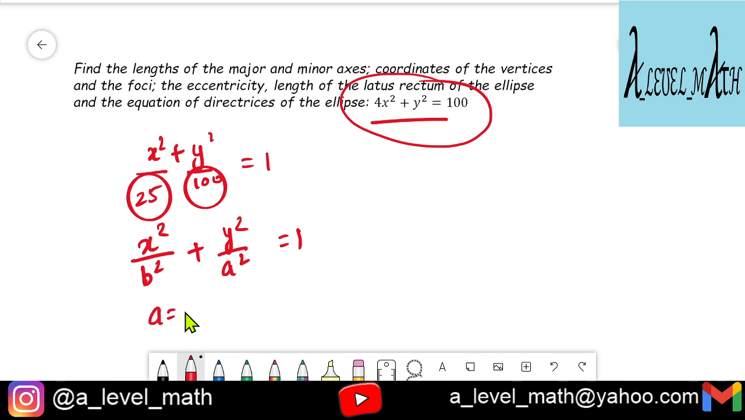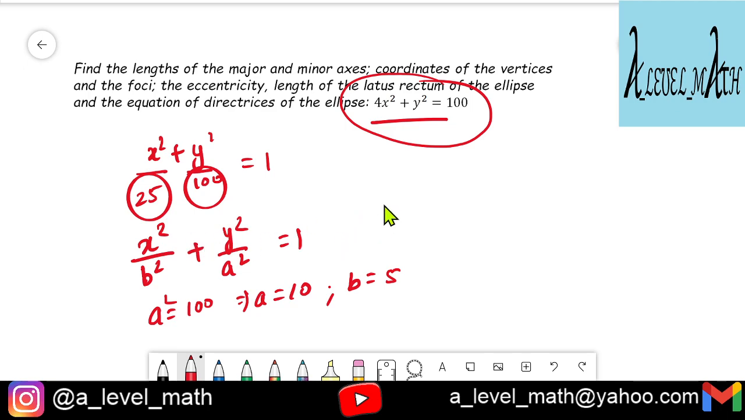So we have a square equal to 100. This gives us a is equal to 10, and b square is equal to 25 gives b is equal to 5. I'm directly writing it down. Why am I doing it? Because I told you that always a has to be greater than b. That's why I take 100 as my a square and 25 as my b square.